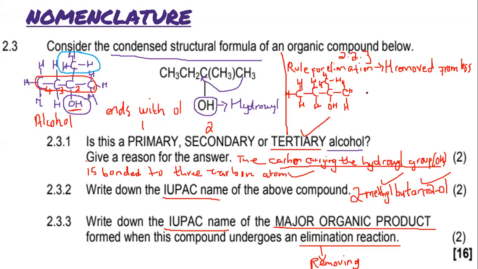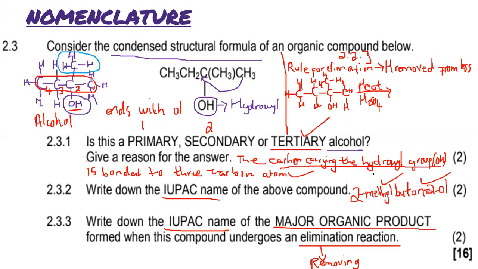Right, so it undergoes elimination altogether. If you want this alcohol to undergo elimination, definitely you need to provide heat and sulfuric acid as a catalyst. These are what we call reaction conditions. Now, this is what I want you to see.